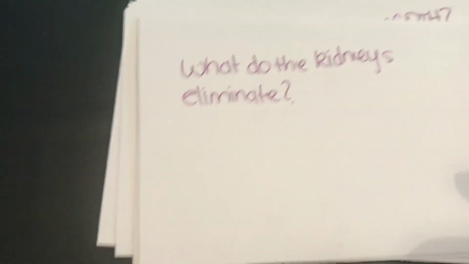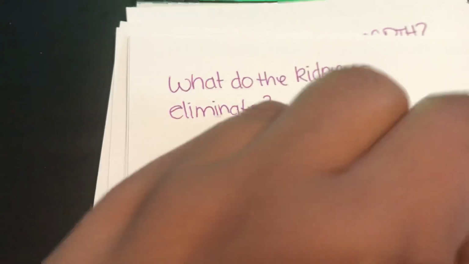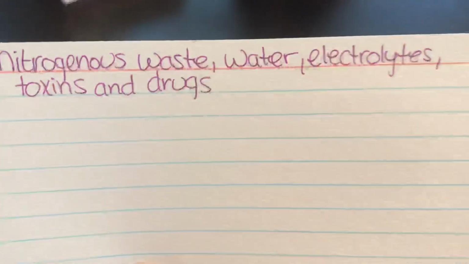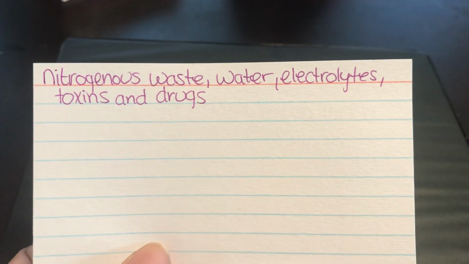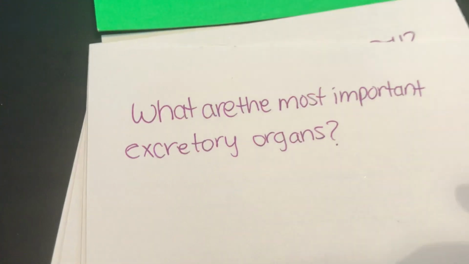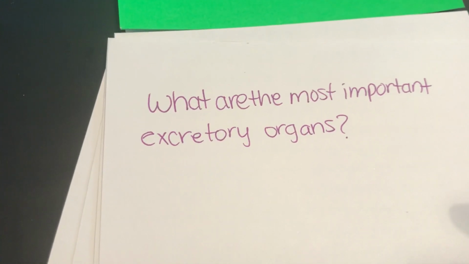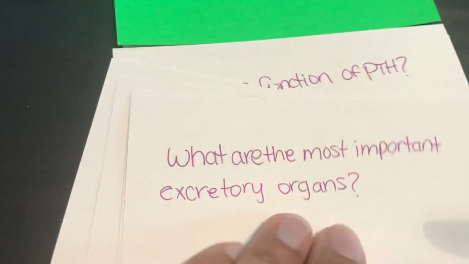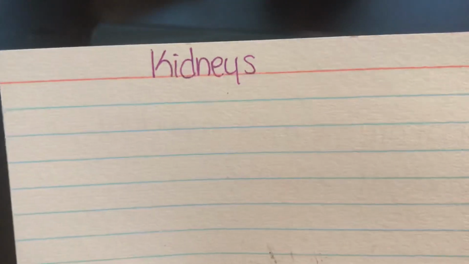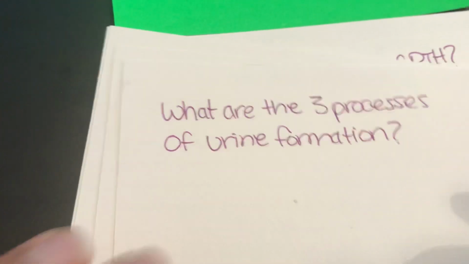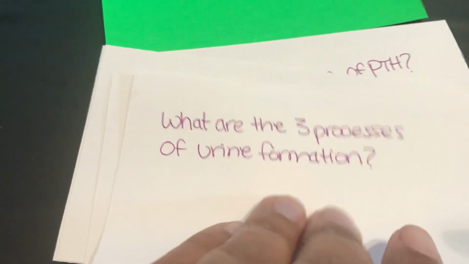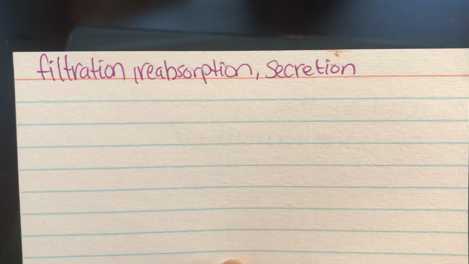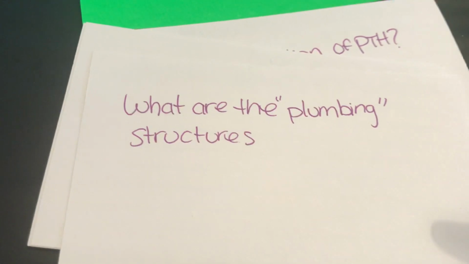What do the kidneys eliminate? Nitrogenous waste, water, electrolytes, toxins, and drugs. What are the most important excretory organs? The kidneys. What are the three processes of urine formation? Filtration, reabsorption, and secretion.